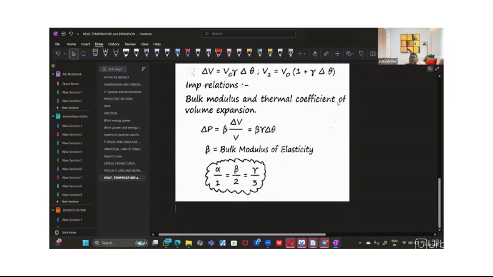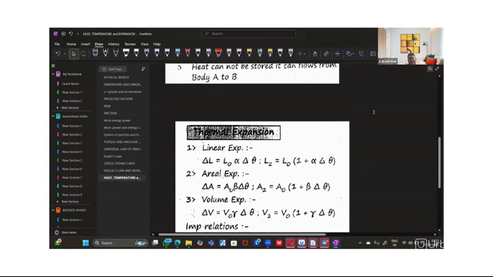Bulk modulus and thermal coefficient of volume expansion, where delta P is equal to B times delta V by V. This relation is also very important when you're doing the dimensional analysis of bulk modulus. So B here is the bulk modulus of elasticity. And then these three are the relations, alpha, beta, gamma, and in the denominator you have 1, 2, and 3, just to learn and to condense our content. So such will be the backdrop of my classes.